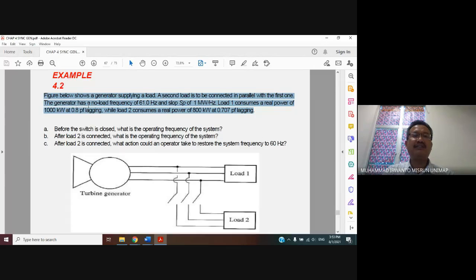The generator has a no load frequency 60 Hz and slope SP of 1 megawatt per Hz. Load 1 consumes a real power of 1000 kilowatt at 0.8 power factor lagging, while load 2 consumes a real power 800 kilowatt at 0.707 lagging power factor. Ya.